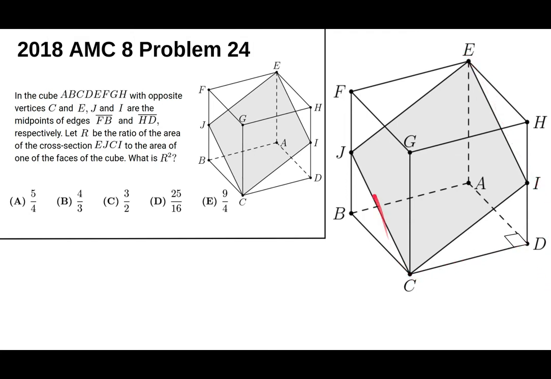And we know that HE is the same as CD because it's a cube. And it's the same reason for the other two sides. That means these two will be the same, and so will the other two. So that means this is a rhombus. That's a good fact that we could use later.